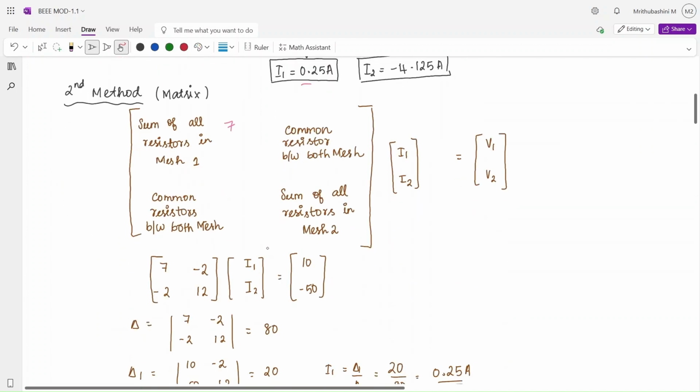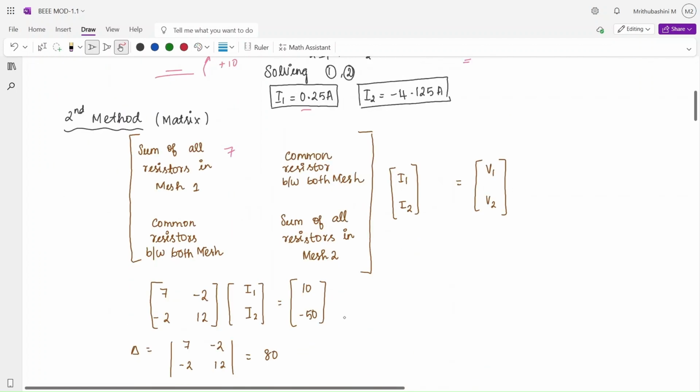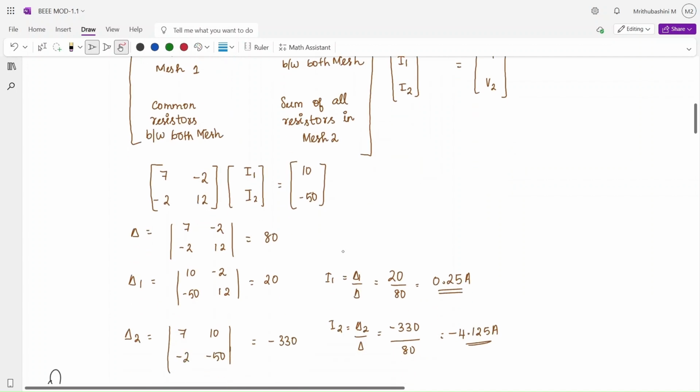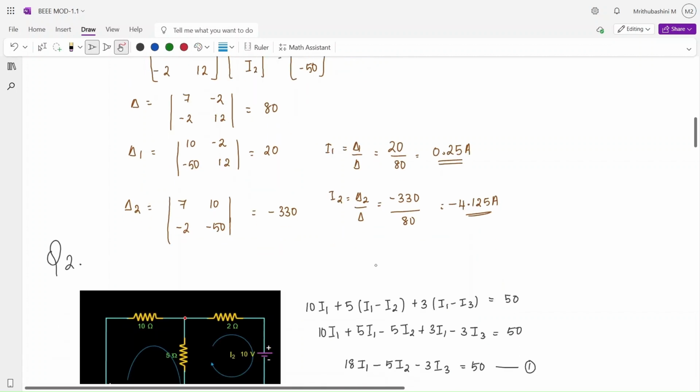So this is how you will solve. Into I1, I2 is equal to 10 and minus 50. I hope you guys know Cramer's rule, which you learnt in 11th or 12th standard. By Cramer's rule, first you will take the determinant of this matrix, which is delta, and then delta 1. You will put this 10 and minus 50 in the first column and solve the determinant, and I1 will be delta 1 by delta. It's just the basic Cramer's rule, and I think I don't need to explain this much. And similarly I2.